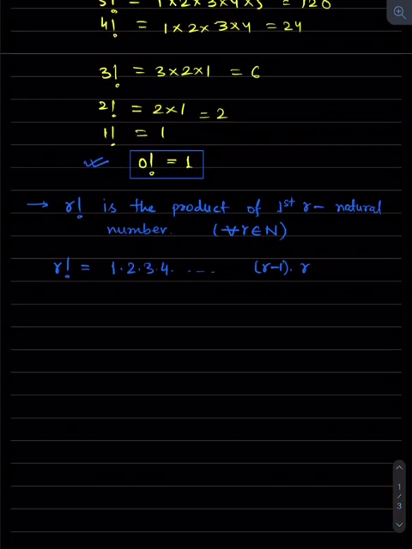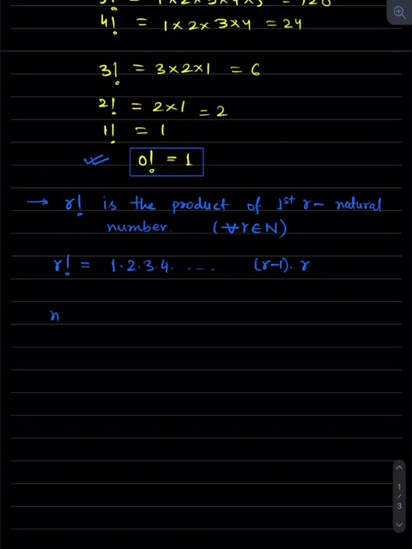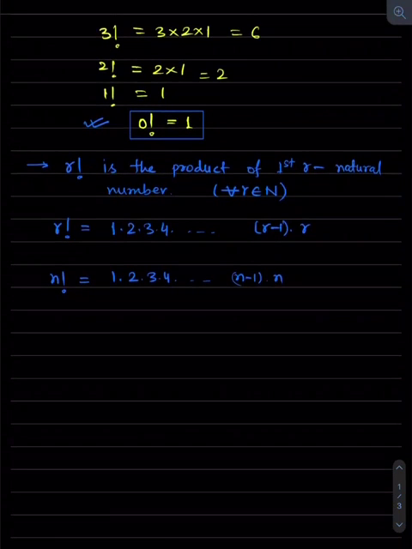I hope you understood. Similarly, you can write n factorial also. So n factorial can be written as 1 into 2 into 3 into 4 into n minus 1 into n, or we can write it in reverse order also. So this is n into n minus 1, n minus 2, into 3 into 2 into 1. Same thing.